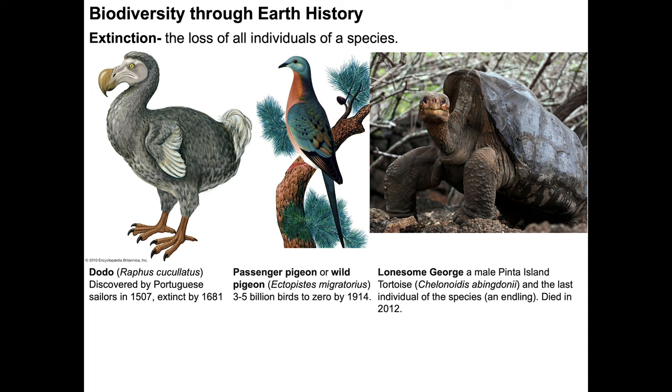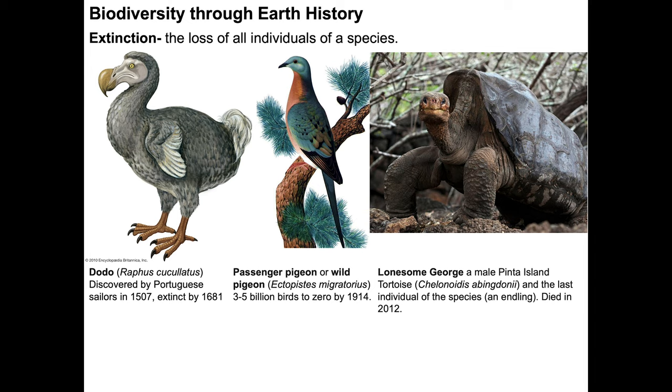Here we have a couple examples of some species extinctions induced by humans. Here on the left, we have the dodo. This was a fairly large bird, a flightless bird, that was discovered by Portuguese sailors in 1507. And because it was large, flightless, and not afraid of any terrestrial predators, it was easy for the sailors to walk up and kill these birds in great numbers. The numbers were so great that they drove them to extinction after about 160 years or so.